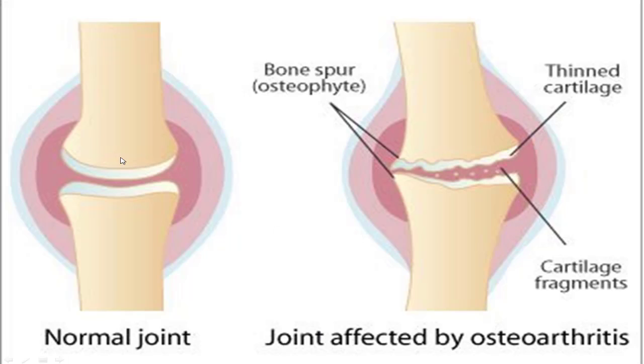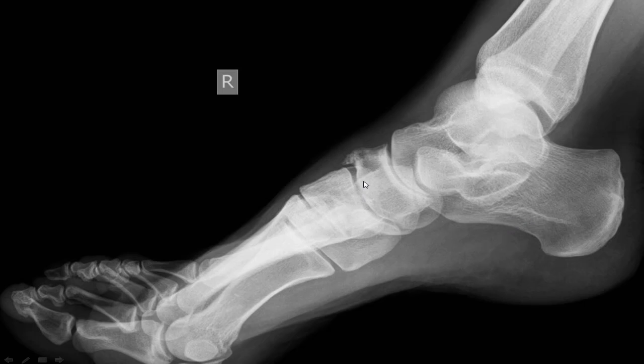So here's what happens. Normal joint, and eventually due to rubbing it becomes uneven, flatter, more rugged, and leads to swelling of the joint. And here's that joint again, and specifically here's where it happens. In this area, the metatarsal-cuneiform joint in the midfoot.